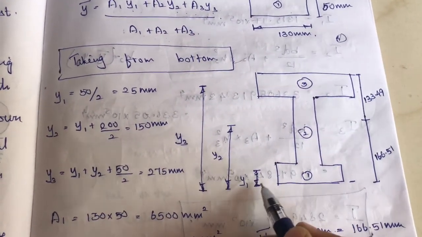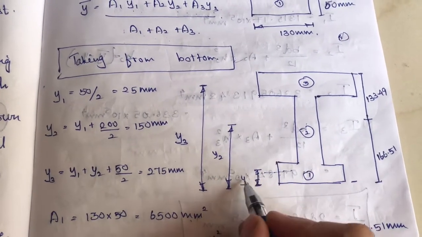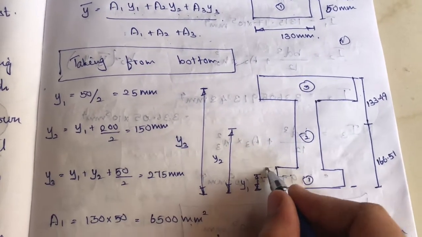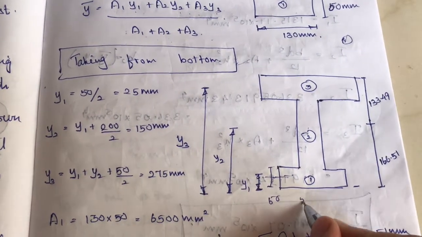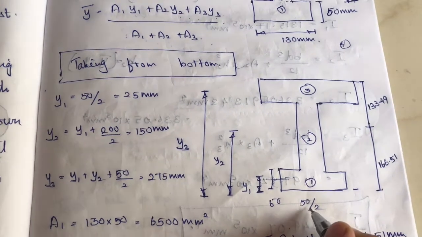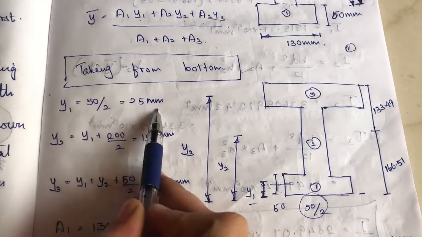So from this to the center point of this triangle is y1. So now if this is 50, the center point of this section is 50 by 2, right? So this is what y1 is, 50 by 2.